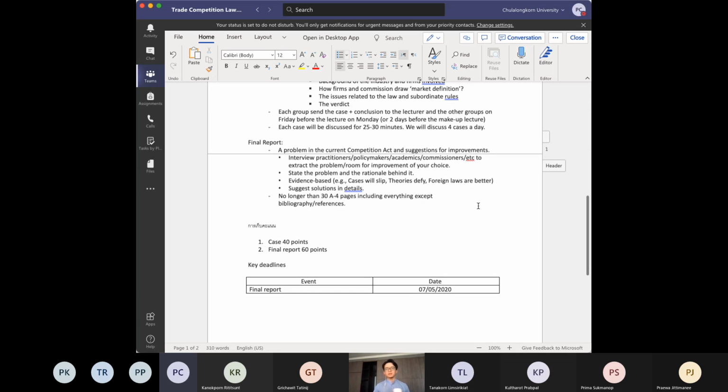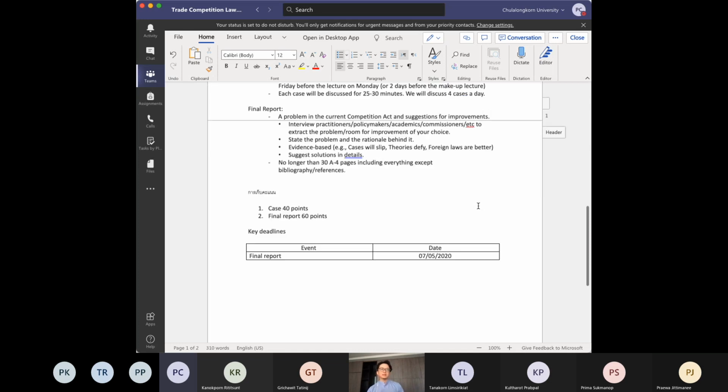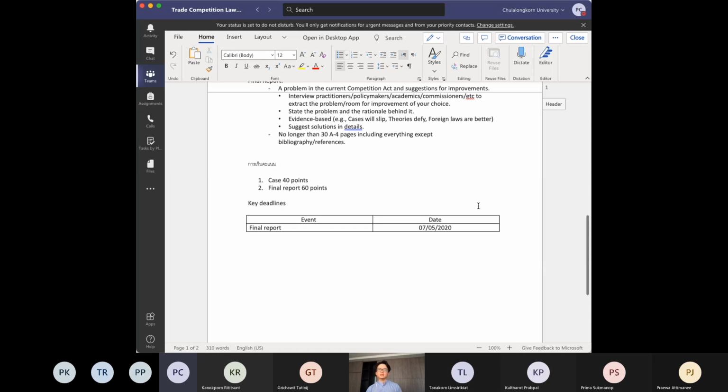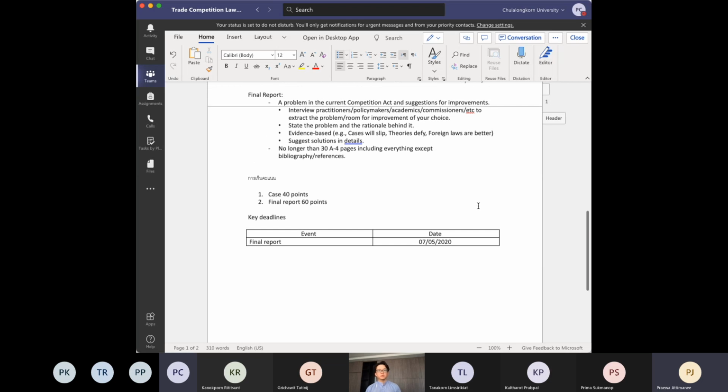Quite straightforward, right? It should be no longer than 30 pages of A4, including everything, all inclusive, except bibliography or references. Is that clear? The deadline is down there, the 7th of, I'm not sure, May. Is this also in a group of 3 or 4? This will be individual. It will be individual. But that case thing is going to be in a group.